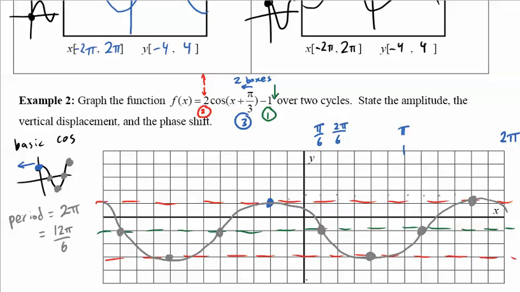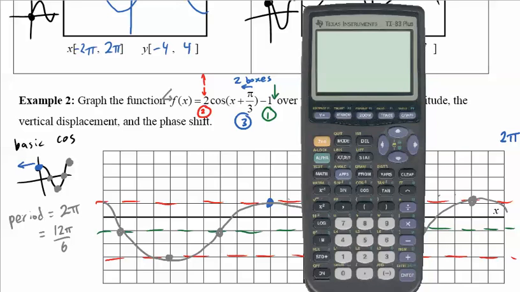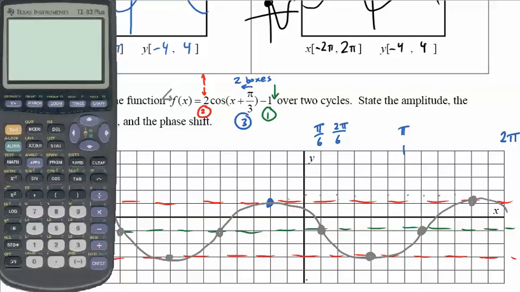Now, I really don't want to use the calculator only to draw this graph. It makes it very difficult because you really can't see the boxes very clearly. It's hard to determine these numbers exactly. But I can use my calculator to verify that my graph is correct.